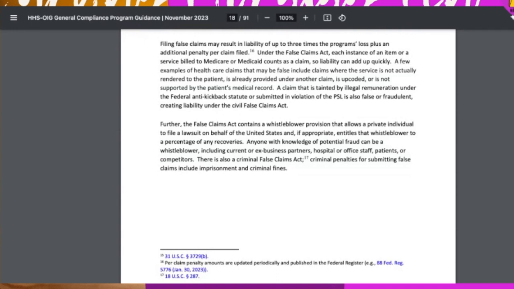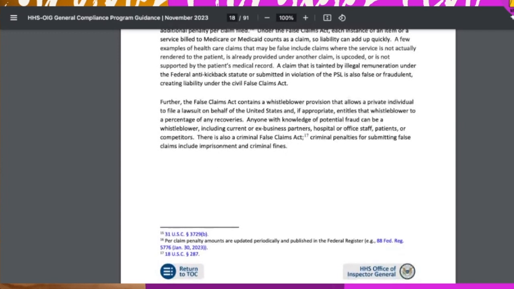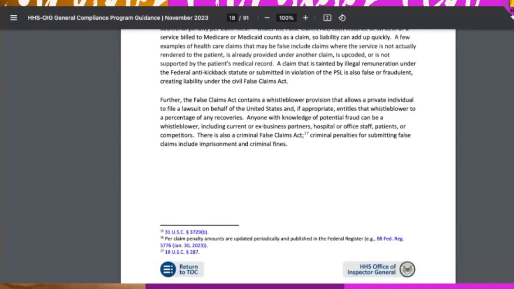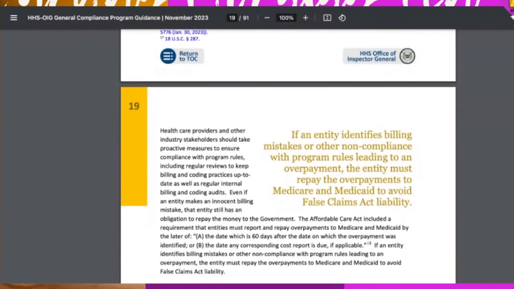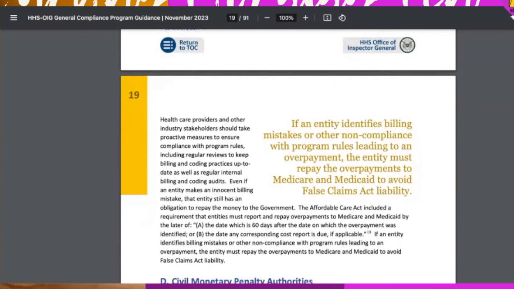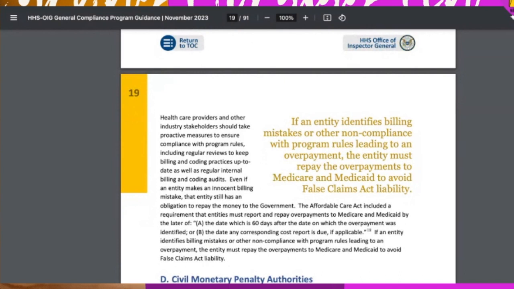There is also a Criminal False Claims Act, and criminal penalties for submitting false claims include imprisonment and criminal fines. If an entity identifies billing mistakes or other non-compliance with program rules leading to an overpayment, the entity must repay the overpayments to Medicare and Medicaid to avoid false claim liability.